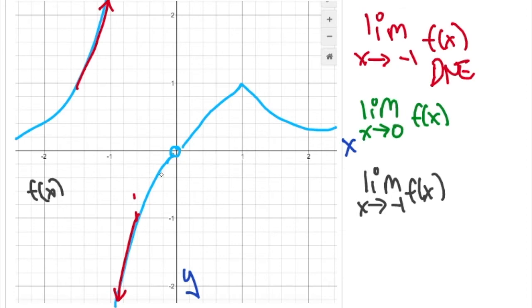There is another discontinuity at x equals 0. But both the left-hand limit and right-hand limit at that point is 0. Therefore, the limit as x approaches 0 equals 0. And the limit as x approaches +1 is 1.